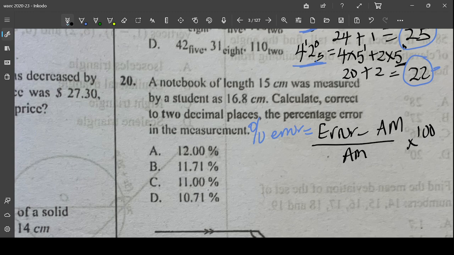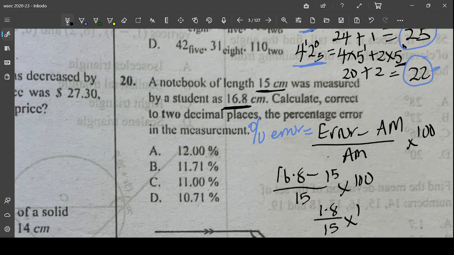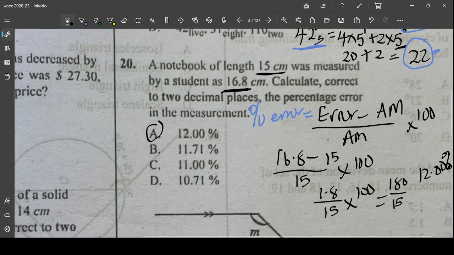So the error we are given, the student measured it as 16.8 centimeters. That was his error. So 16.8 minus the actual measurement, which is given as 15, all over the actual measurement, which is 15, times 100. So when you subtract 16.8 minus 15, you're going to have 1.8 over 15 times 100, which is the same thing as 180 over 15, which is going to give you 12%. So we have 12% as the percentage error, which is option A.